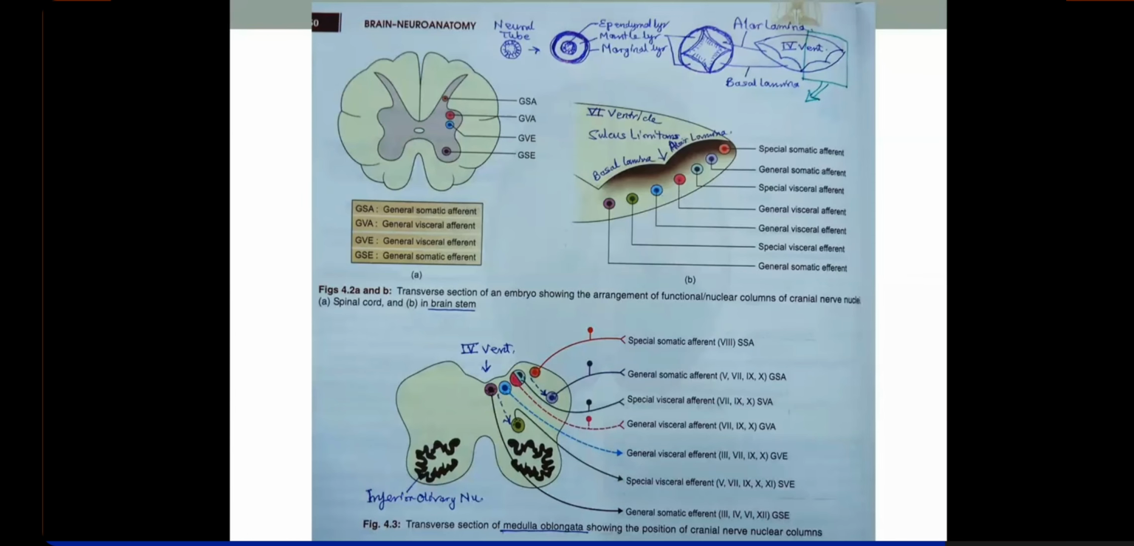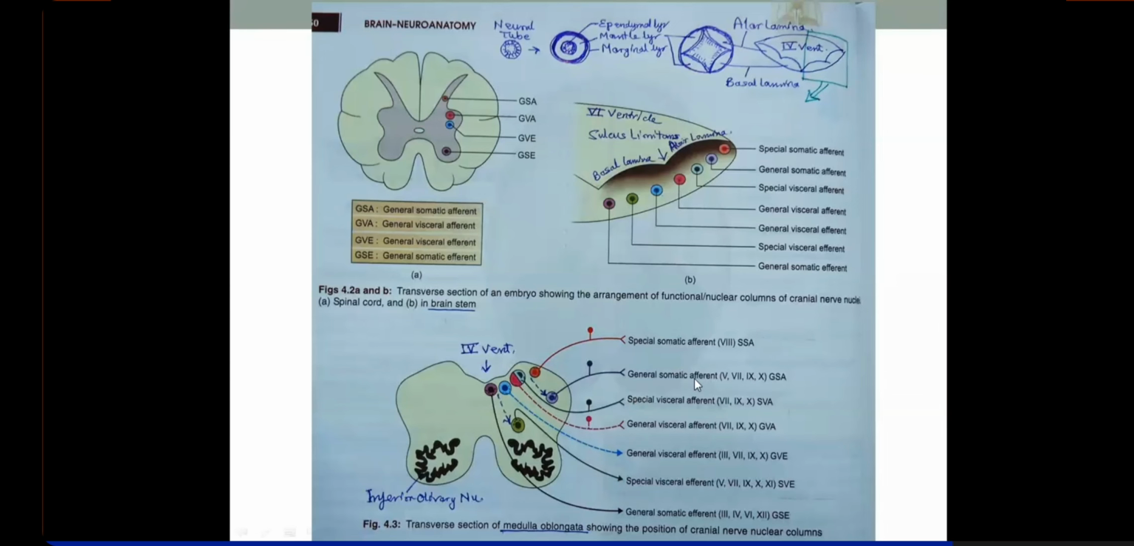Entire face by V1, V2, V3 divisions, it receives sensations from the face except at the angle of mandible and the ear lobule, and that is by the cervical nerve, that is greater auricular nerve, right? And even sensations from the scalp up till the vertex, right? And even sensations from the paranasal sinuses, oral cavity, orbit, right? Pharynx, larynx, tonsil, palate, right?